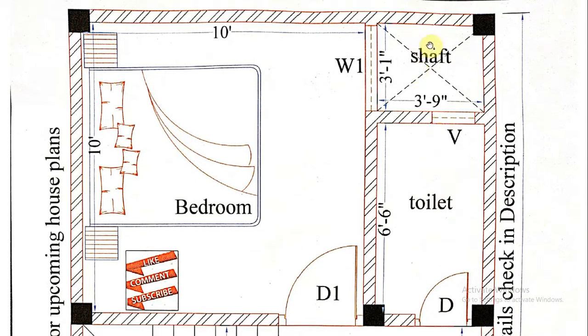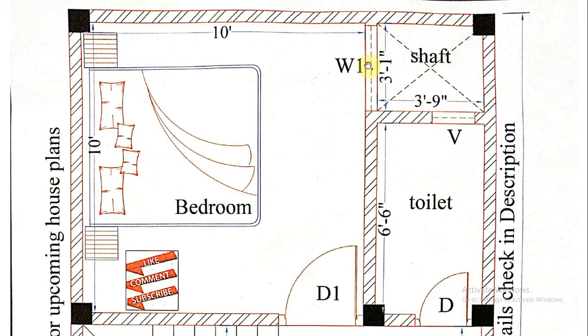And in this corner you can see that I designed one shaft. Shaft size is 3 feet 9 inches in length, and 3 feet 1 inch in width. The shaft is such that when we cast our slab, we will leave this area open. We will not put slab here, so this will be open.